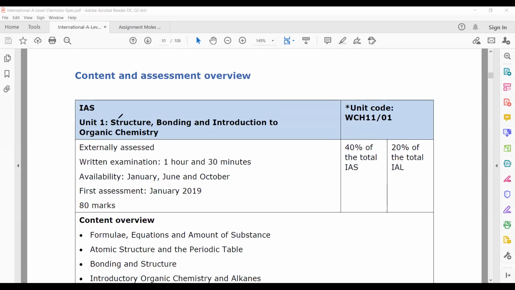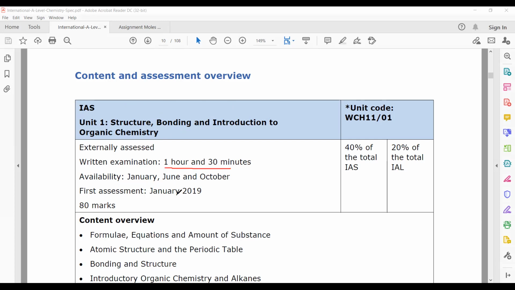So first one is unit 1, and unit 1 is about structure, bonding, and introduction to organic chemistry. That's a full paper. And in A levels, this paper will have MCQs as well as the structure questions. So you don't have a separate MCQs and separate structure question. This will have MCQs as well as the structure question. The duration for this exam is 1 hour 30 minutes, and it is available for all the 3 sessions, January, June, and October.